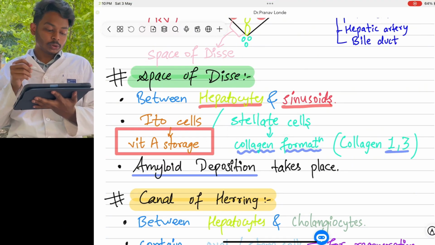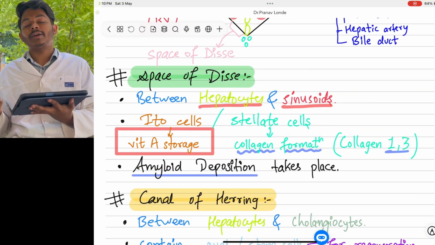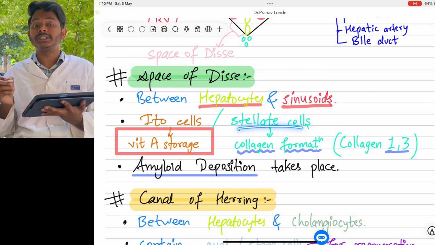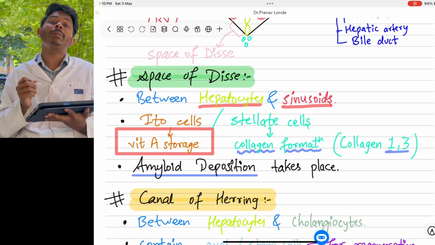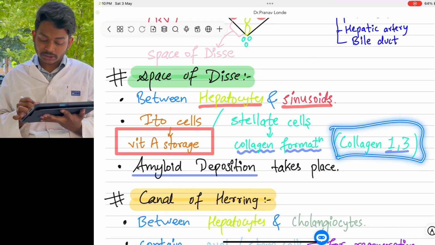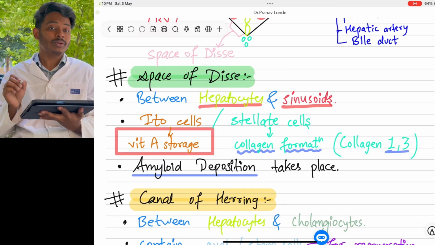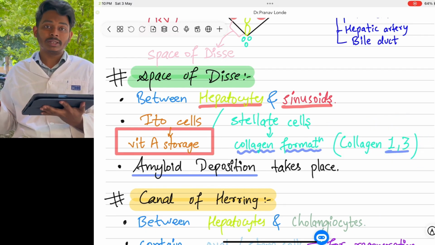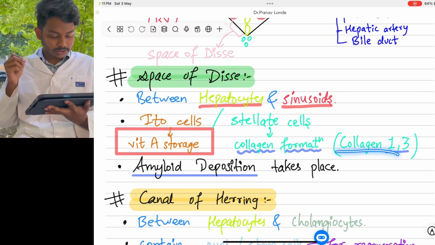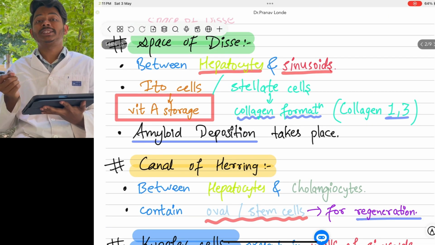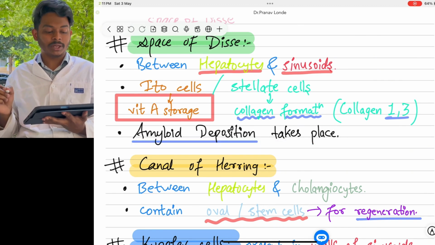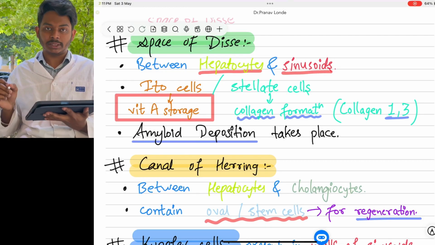The stellate cells have the function of vitamin A storage, and these are important cells because they help in collagen formation. And which type of collagen? It is basically collagen type 1 and type 3. This is a very important question which can be asked in the exams. So this is the type of collagen formed by the stellate cells. Also, one important thing: amyloid deposition takes place in this space of Disse.